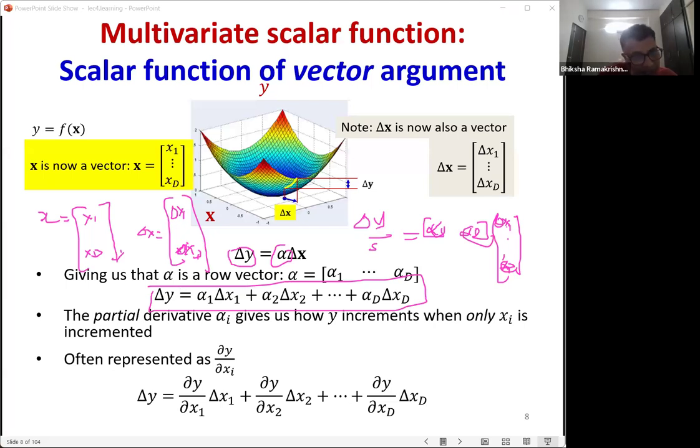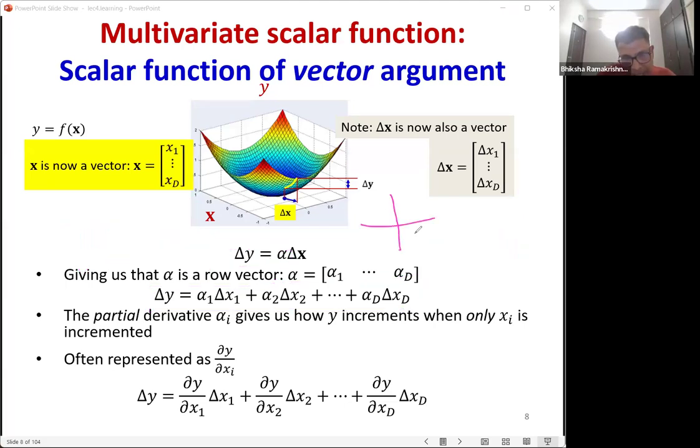Now, in this case, something interesting happens. When x is a vector, let's look at a two-dimensional case. This is x with components x1 and x2. So let's say the current location of x is out here. Is there a unique direction? When x was a scalar, you could either move forward or backward. Those were the only two directions, right? Here, is there a unique direction in which x can be modified, or is it possible for delta x to be in any direction? Over here, when x is a vector, delta x can be in any direction, right? And regardless of the direction, this equation must hold.